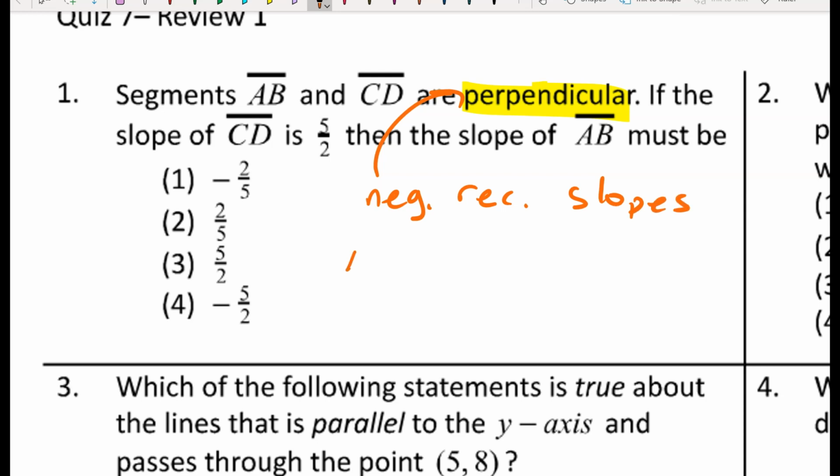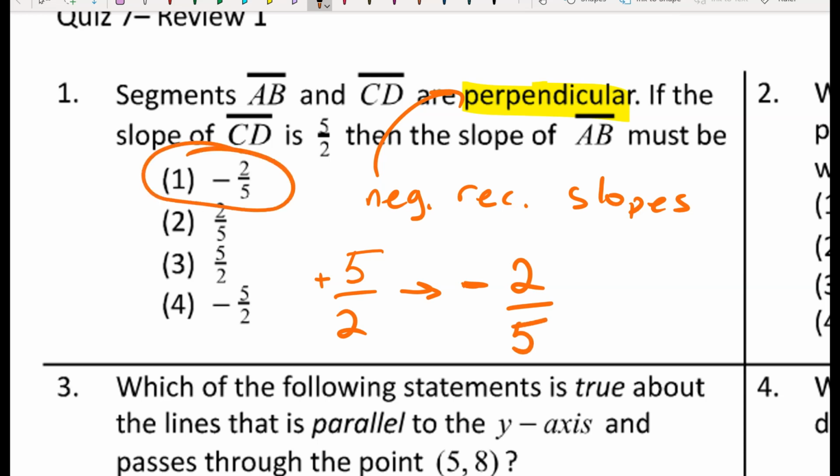So what that means is that if one of my segments has a slope of 5/2, the negative reciprocal of that means I need to change the sign. So originally my fraction's positive, my new one's going to be negative, and I need to take the reciprocal. That just means to flip the fraction. So the slope of a line perpendicular to a line that has a slope of 5/2 would be one that has a slope of -2/5.